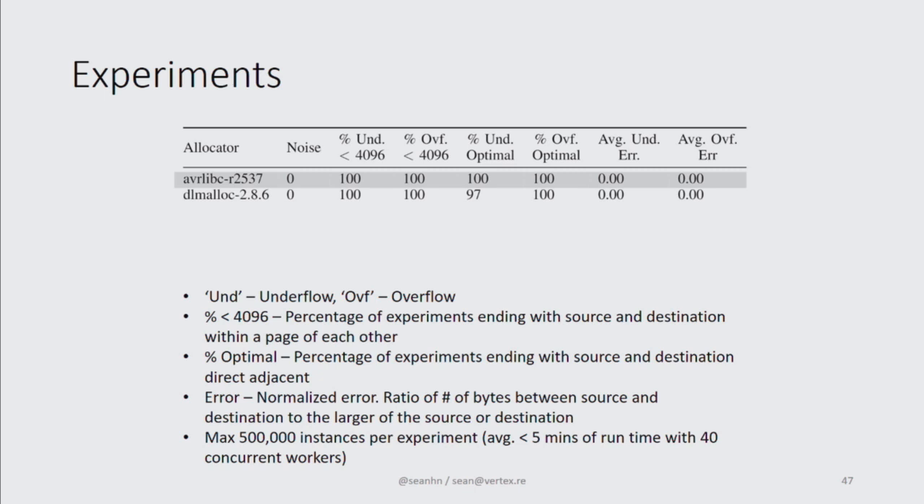So what we did is, for each combination of allocation and destination size, starting state for the heap, and number of noise, we ran 500,000 instances. In other words, we generated 500,000 candidate solutions, and these are the results from those. So what we can see is for AVR libc and dlmalloc, which both don't use segregated storage, we could solve almost all of the instances using random search, which is worth knowing.